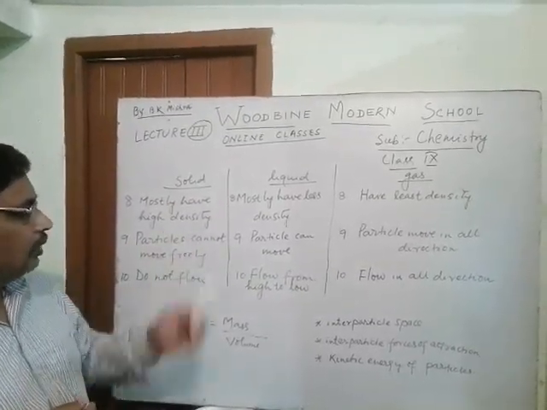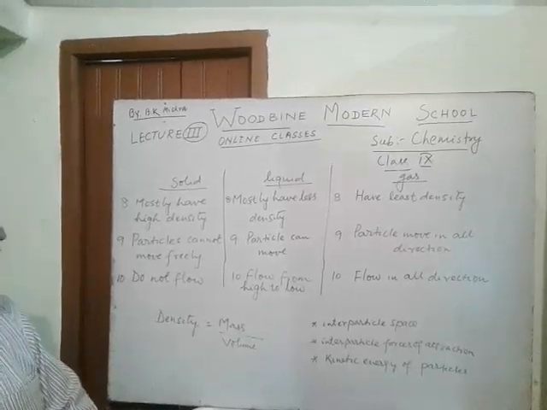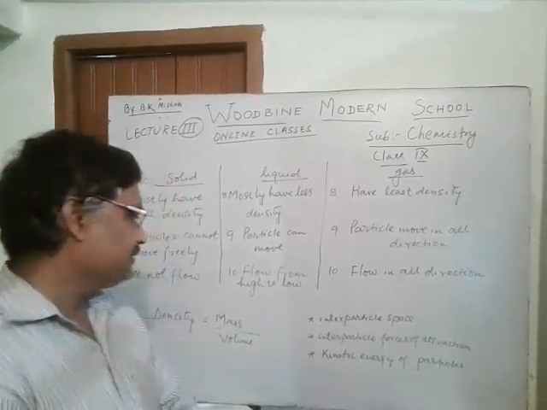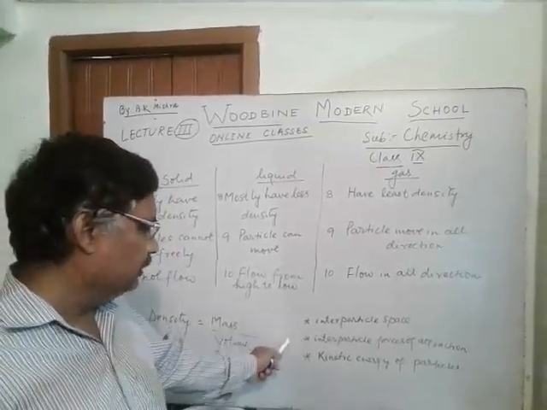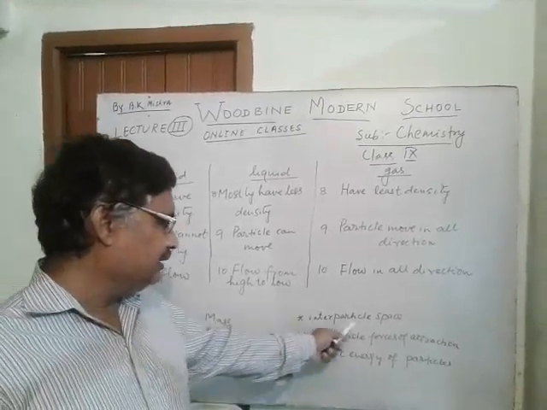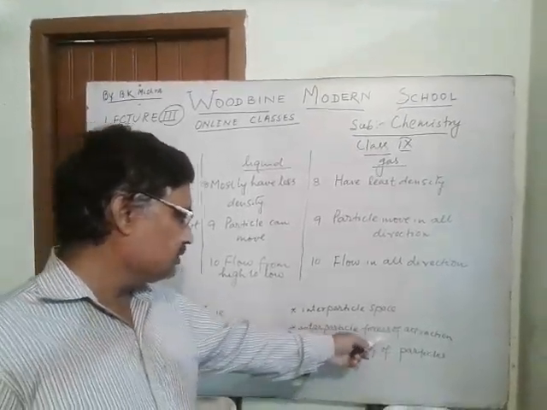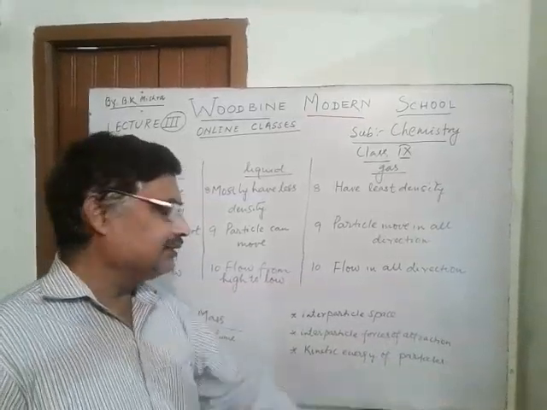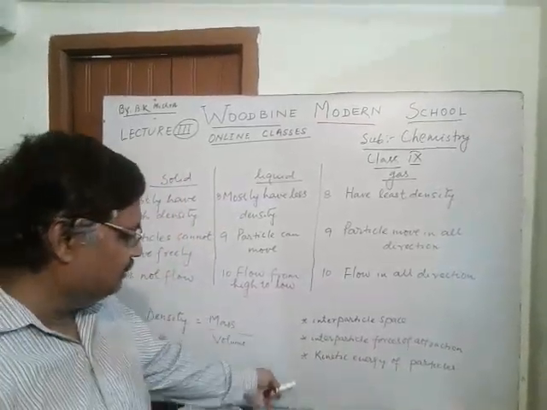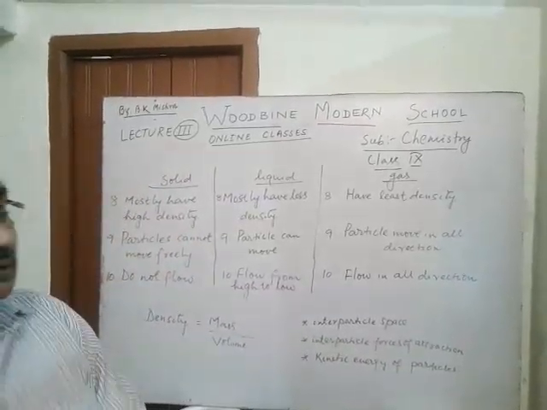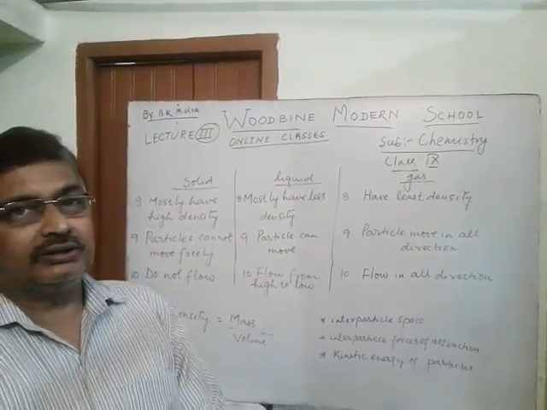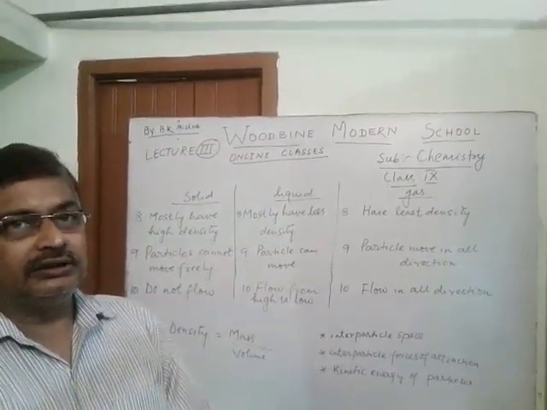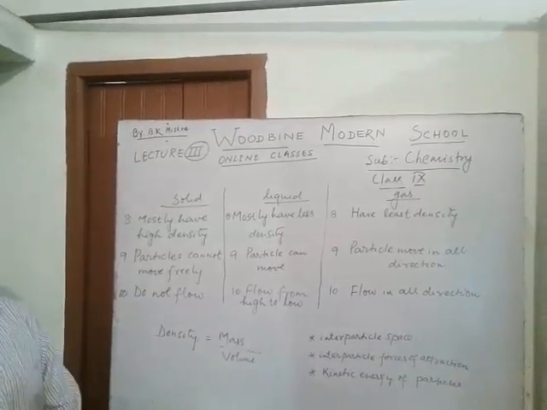Now summing up all the points of the solid, liquid and gaseous states, the 3 points are very important, that is interparticle space, interparticle forces of attraction and kinetic energy of particles. On these 3 points we can explain the physical nature of matter, that is solid, liquids and gases.